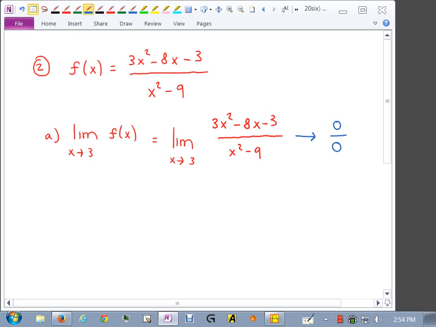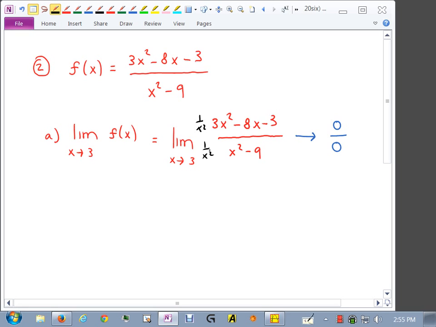9 times 3, 27, minus 24 minus 3. Yes, that's 0 on top and then 0 on the bottom. So what do you do in the event that you have 0 over 0? Some sort of algebra, some sort of trick. In this particular case, how about coming through with the 1 over x squared? How about that? No? Why not?